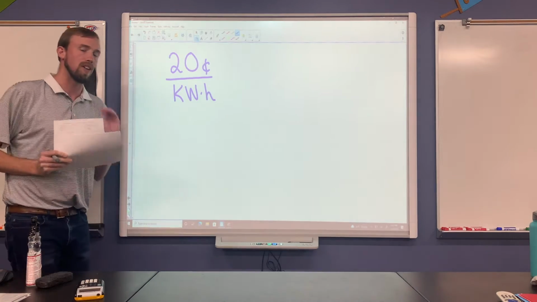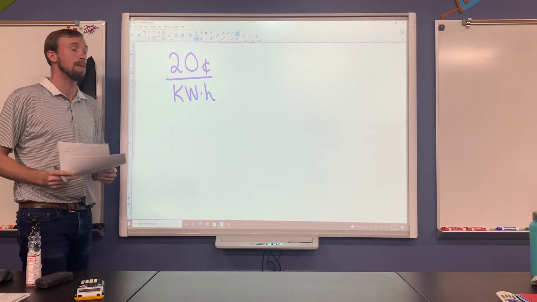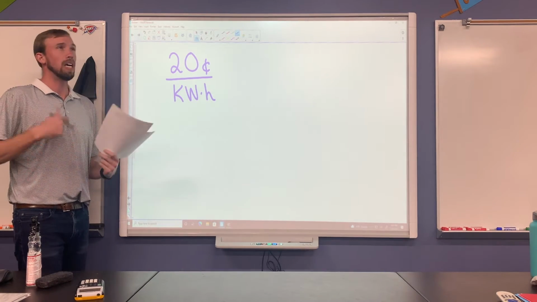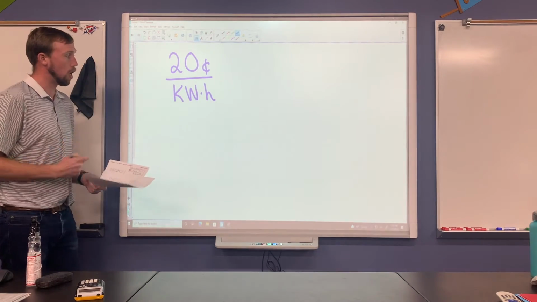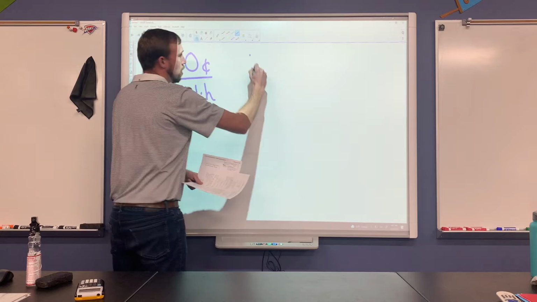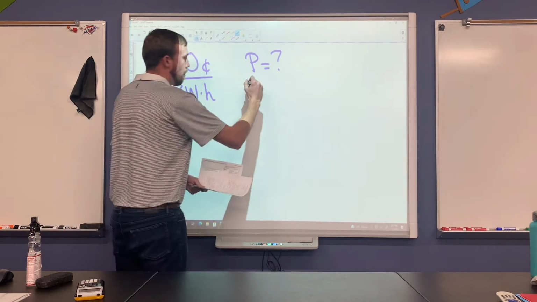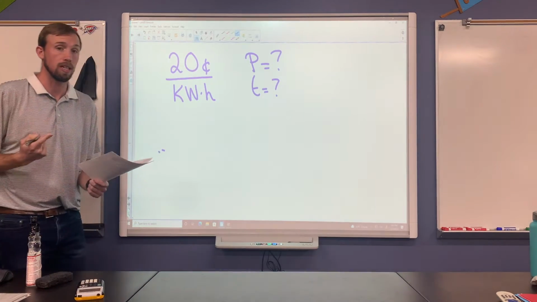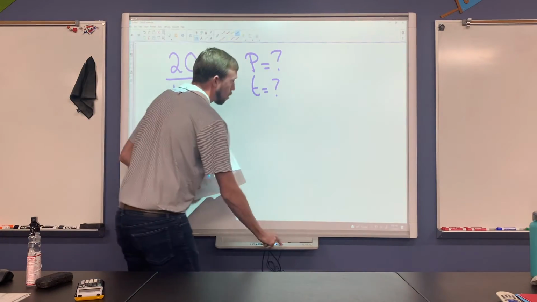And that's an important value that we have. Now again, your number will likely be a little bit different. This is the number I'm given, 20 cents per kilowatt hour. Now, in order to find the total cost, we need to know how many kilowatts, what's our power, and how many hours, what's our time? What's the power our motor is using, and then how long is that motor running for? Now, we actually know what those values are.